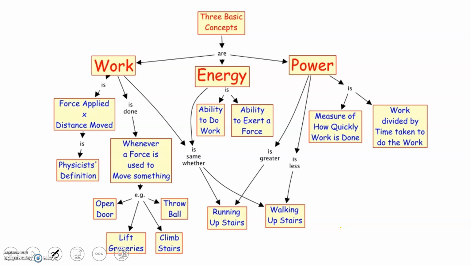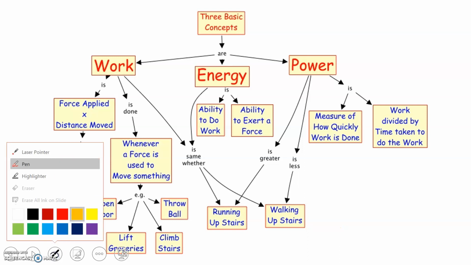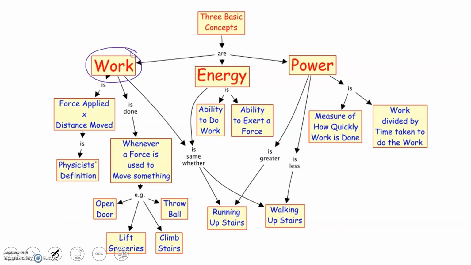So let's summarize all of this. We've had 3 basic concepts that we've been learning about this unit. The first one being work, energy, and lastly power. So let's look at energy first. So energy right here in the middle. Energy, the definition, is just the ability to do work. So it's the ability to actually do something. It is the ability to exert a force.